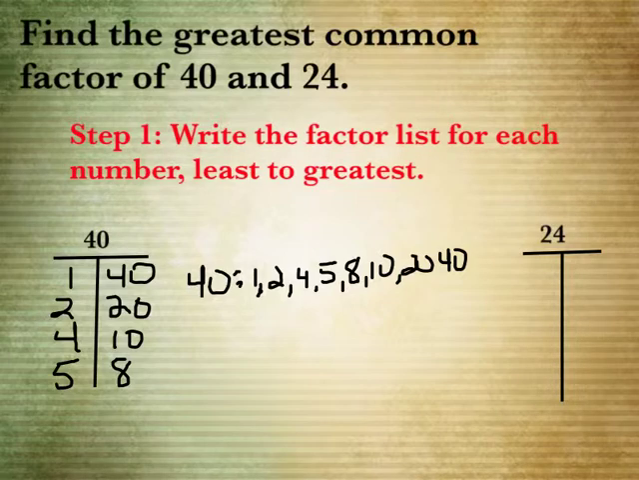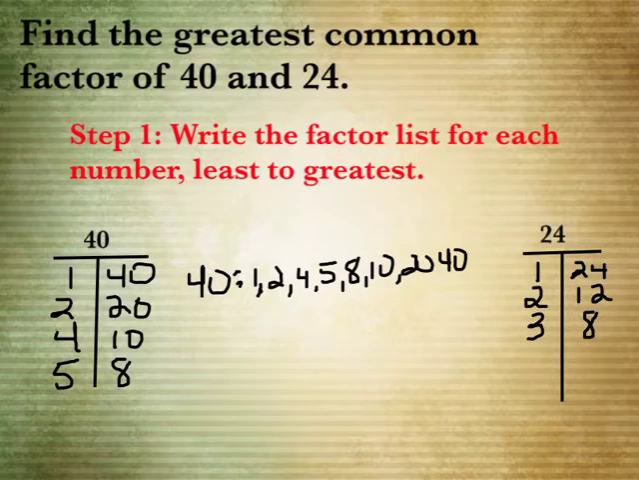Now we look at the factors of 24. I know that I can have 1 times 24 is 24. I know that 24 is even, so I can have 2. 2 times 12 is 24. If I add 2 and 4 together, the digits of 24, I get 6, which tells me 24 is divisible by 3, so 3 times 8, looking at my multiplication chart.